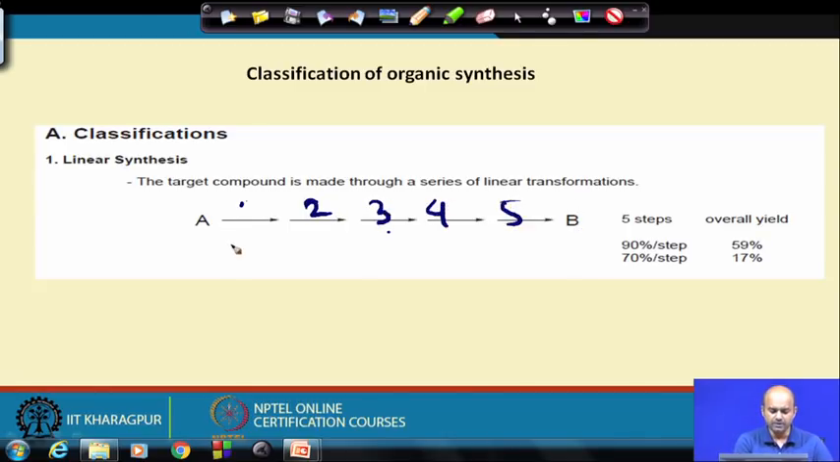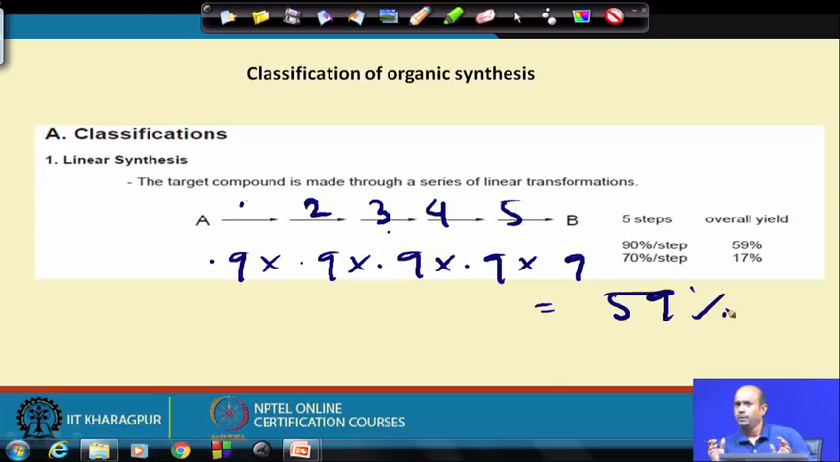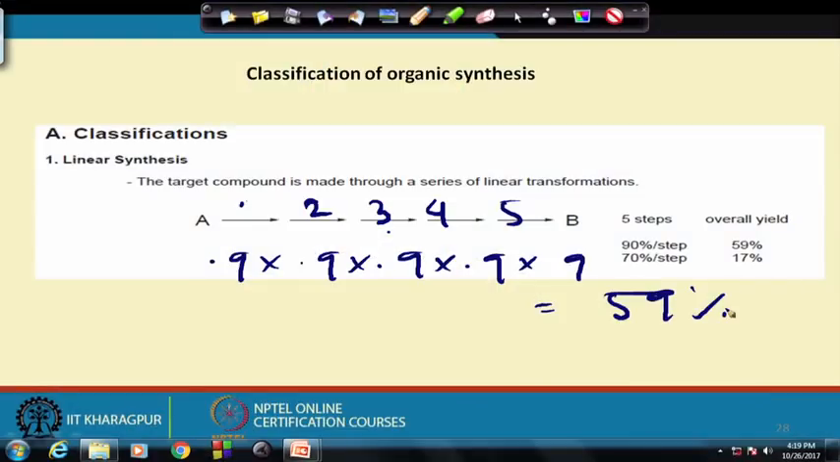Now, if each step is 90% yield, you are having 0.9 into 0.9 into 0.9 into 0.9 into 0.9, that basically counts to 59% overall yield. So, linear synthetic steps are often regarded as a little bit disadvantageous, because you are not having any branching and the effective yield at the end will be reduced.